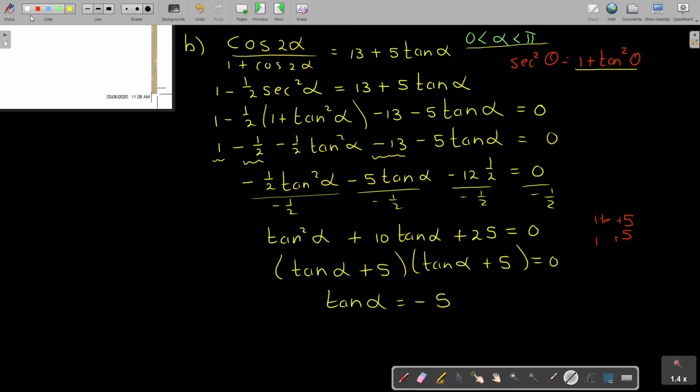So I'm going to construct my CAST diagram, and I'm already going to block out because it's only up to pi. So I block out this. Now where is tan negative? Tan is positive in one quadrant, and it's going to be negative here. Okay, this doesn't matter. Okay, let's go for the straight line. Now, can you recall, what do we usually do?